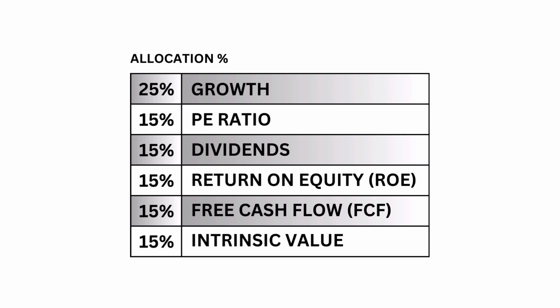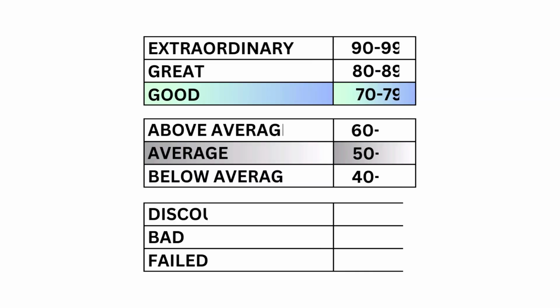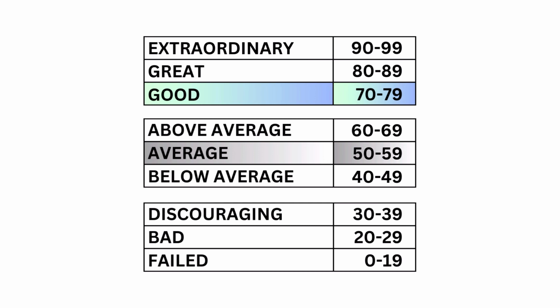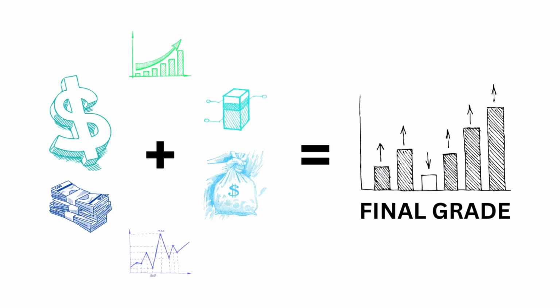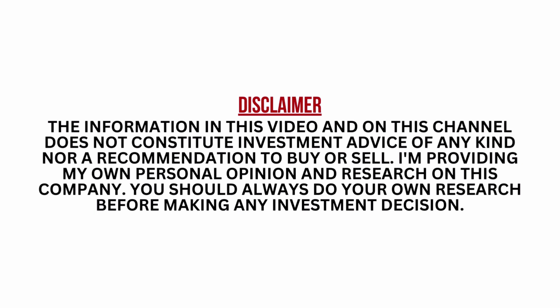Each is weighted based on importance. Each metric will be given a grade from 0 to 99, with 99 being the top end of the scale. After that, we put everything together to get our final grade. I encourage you to pause this video at any time.